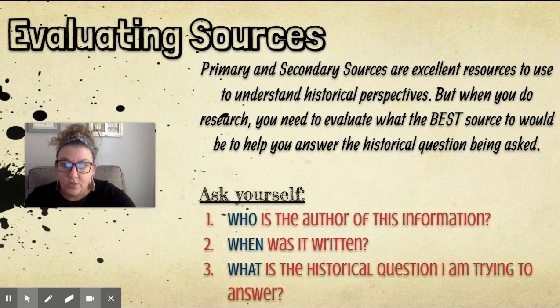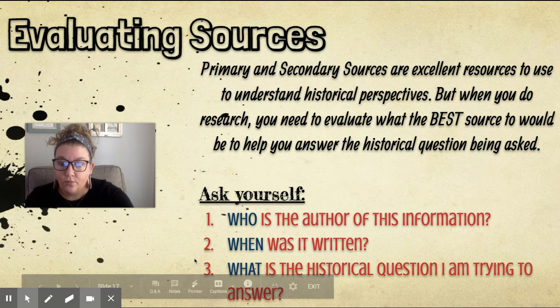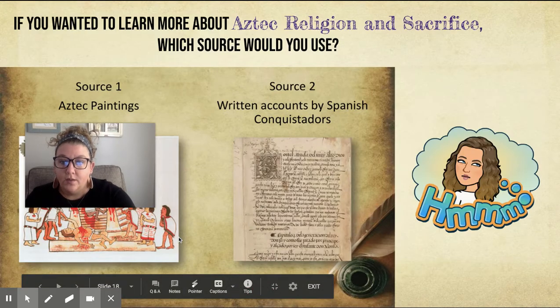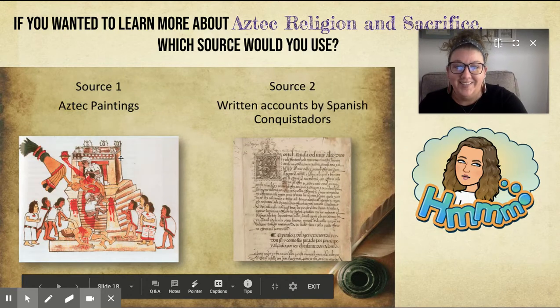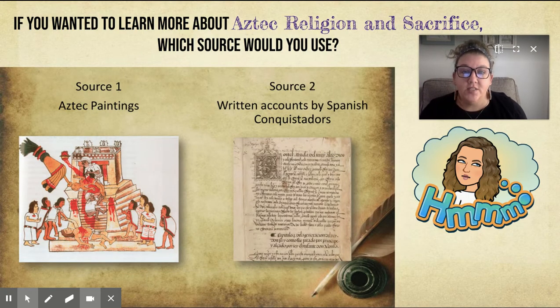All right. So if I wanted to learn more about Aztec religion and sacrifice, which source would I use? Would I use source 1, Aztec paintings, or source 2, written accounts by Spanish conquistadors? Keep in mind, both are valid sources, and both are actually primary sources.